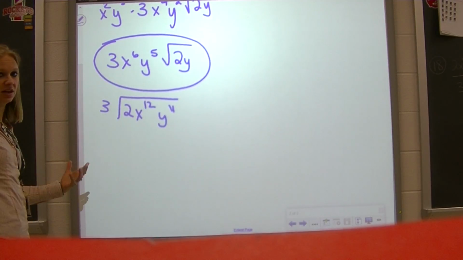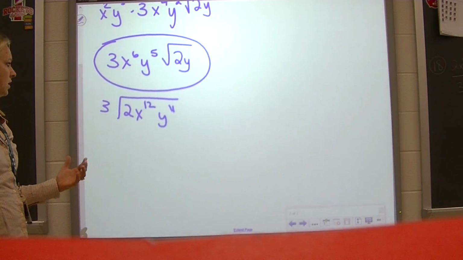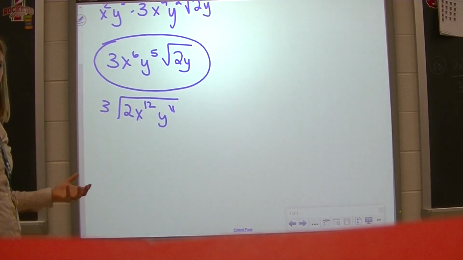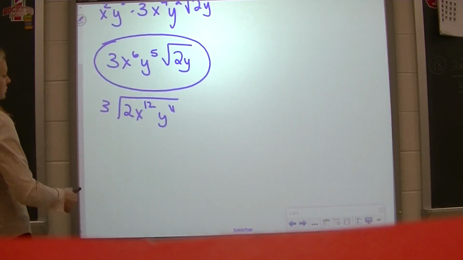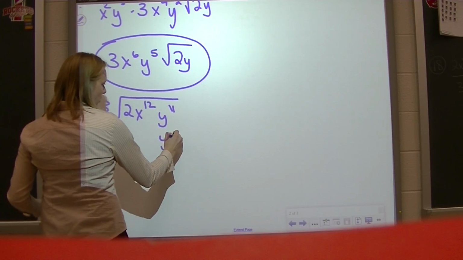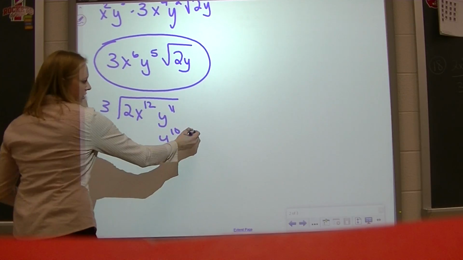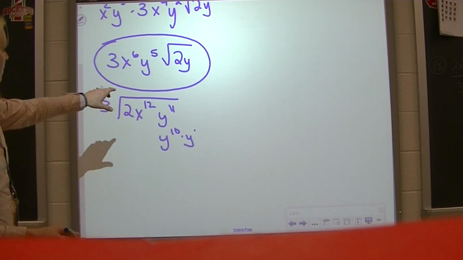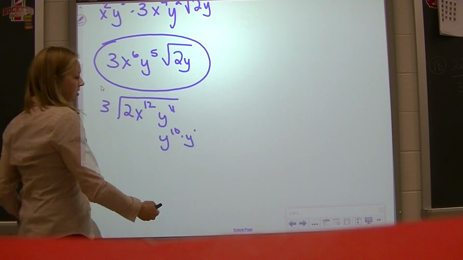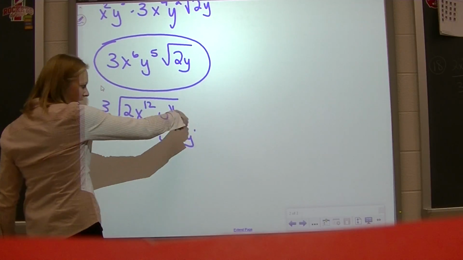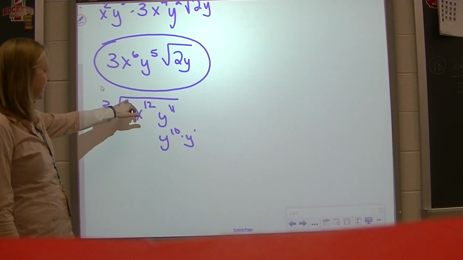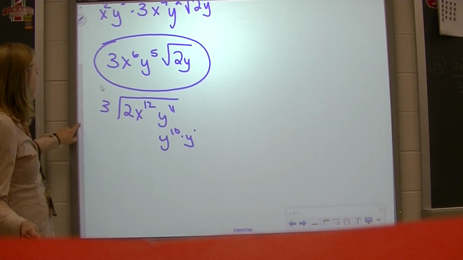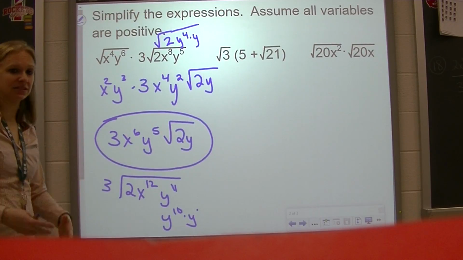Again, same rules apply there when I did y to the 5th. Y to the 11th, I can't do 11 times 1/2, what is it? 11 halves, so that's 5.5. So I have to break that up as y to the 10th times y to the 1st, and then 10 times 1/2 is 5. So that's where y to the 5th comes from. So I still have this remaining y underneath the radical and that 2. So it's still the same answer, but whichever way you like better to get to that final answer.